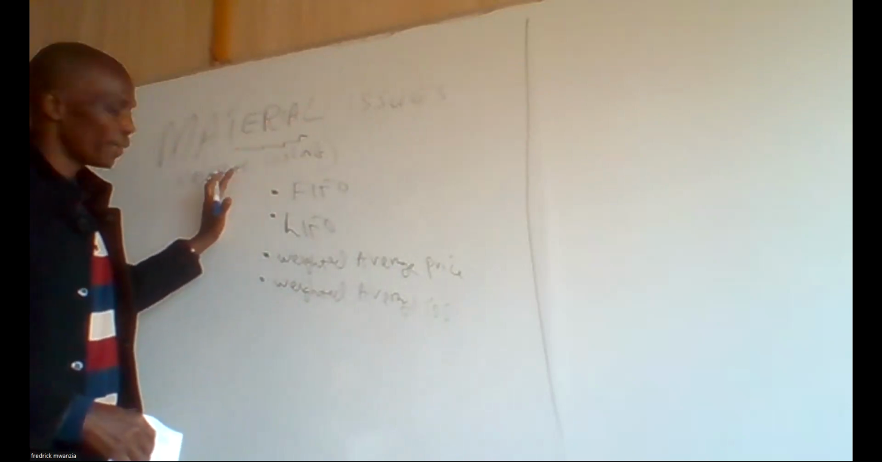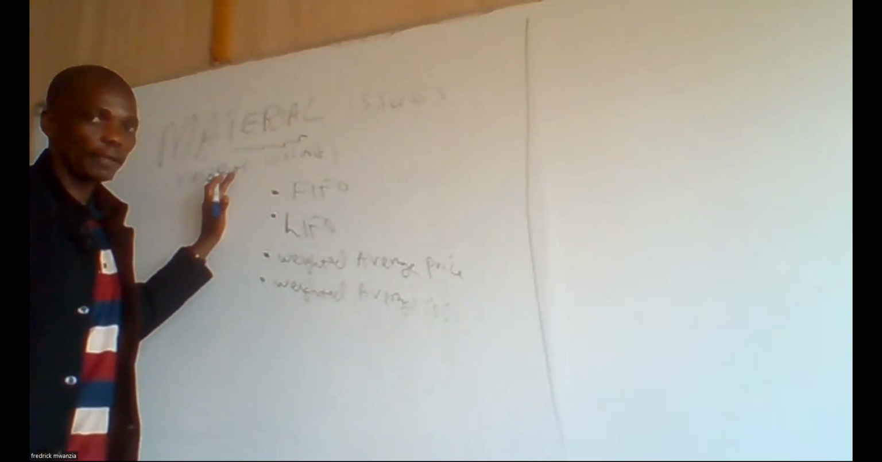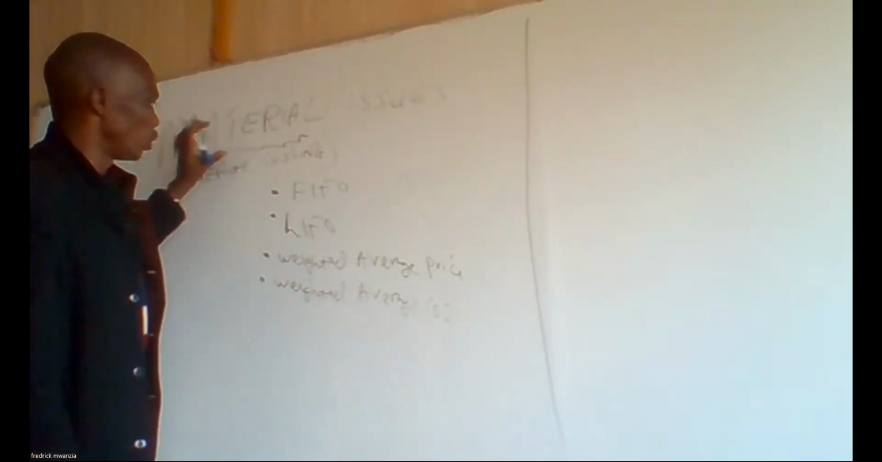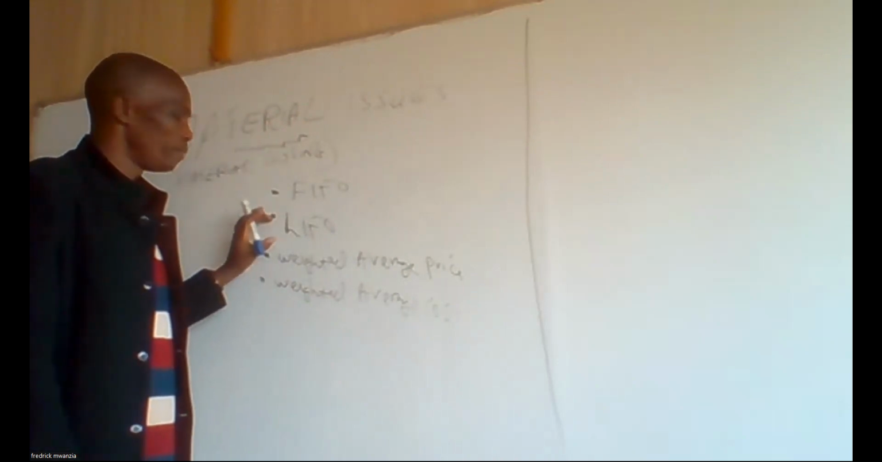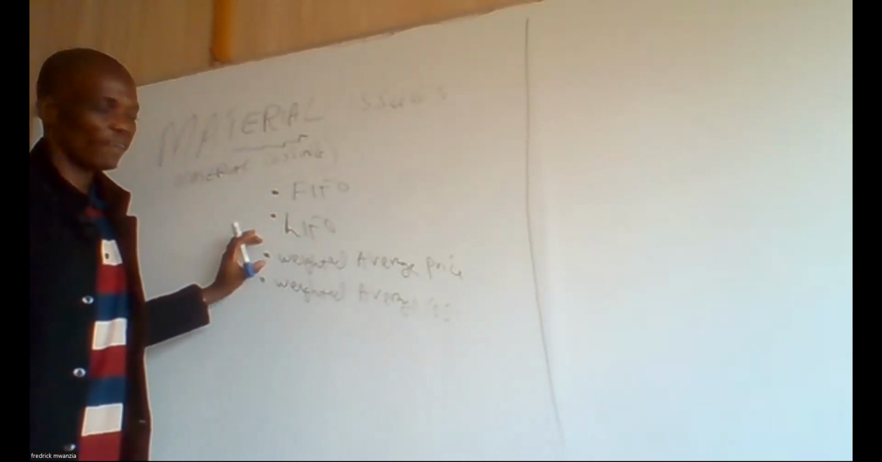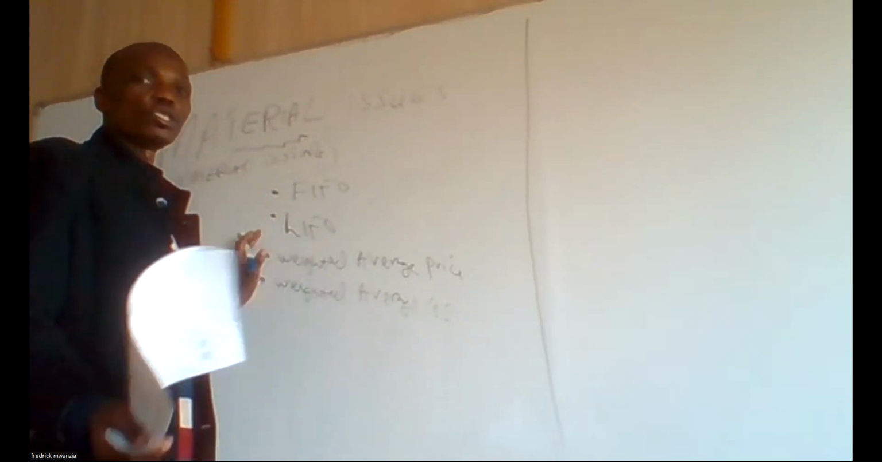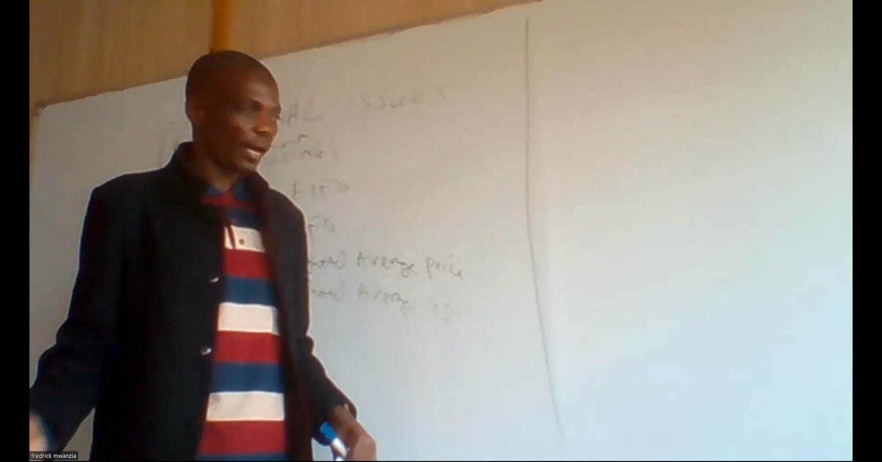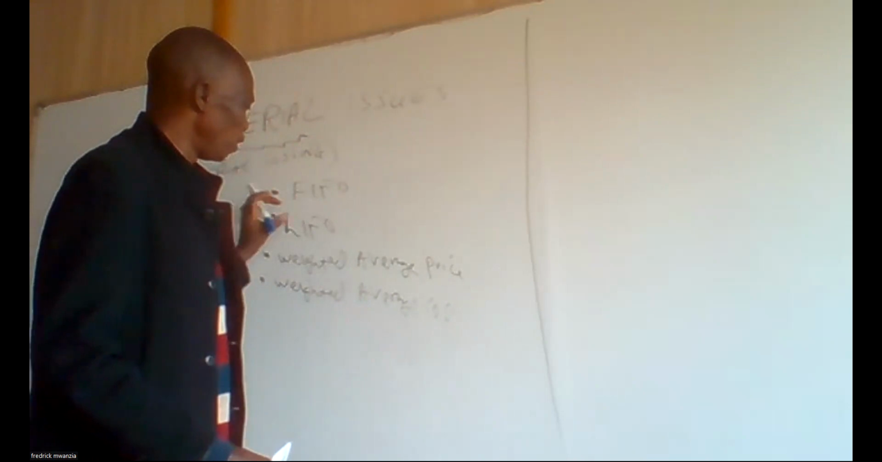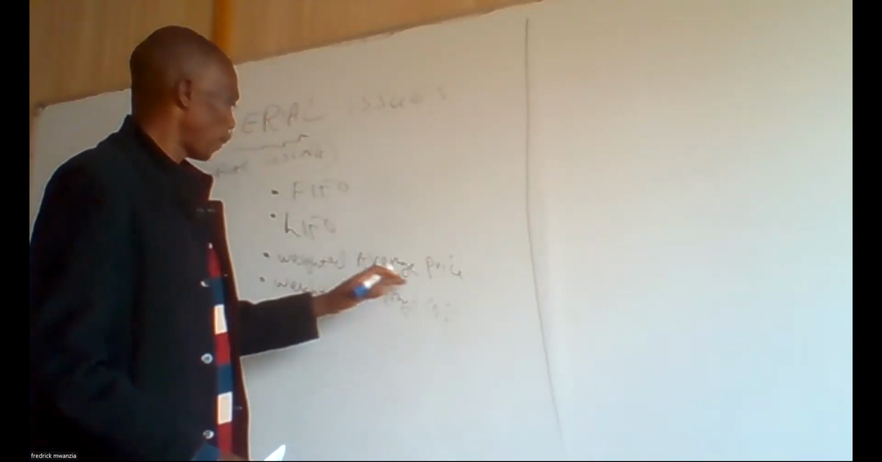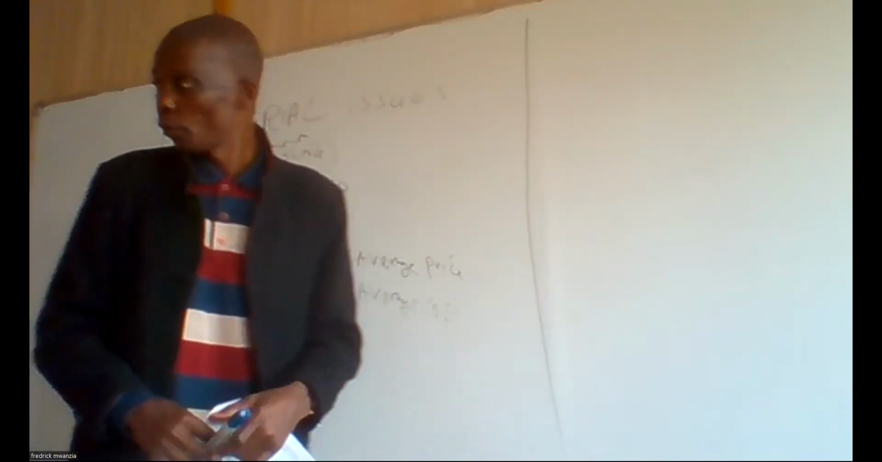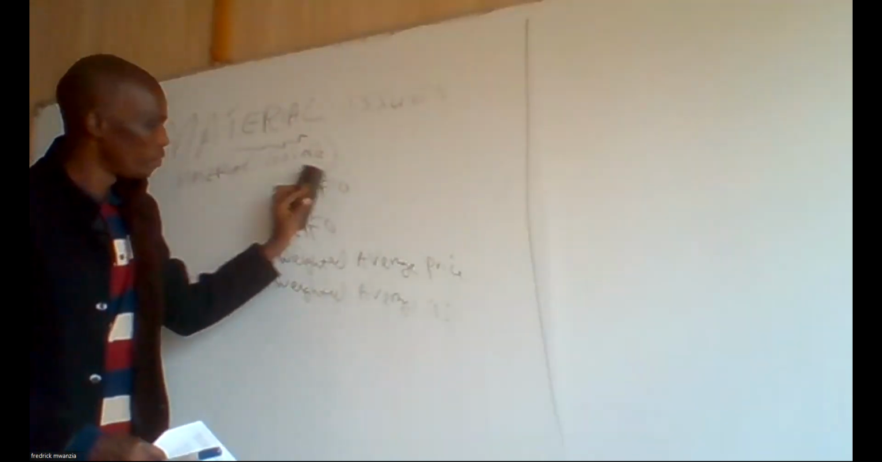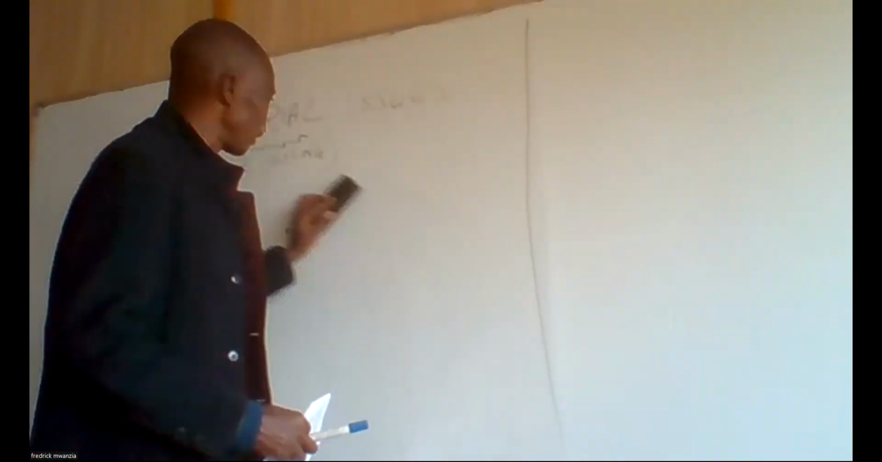Now, I've said that there are methods we are using in the determination of our material issue. I talked about FIFO, first in, first out, LIFO, last in, first out, and weighted average price. Of course, as I've said, the materials get into the store and are received from the suppliers at different prices. And that's why we have all these methods: FIFO, LIFO, weighted average price, and weighted average cost. Now, we can study the first part. And the first one is actually about FIFO. As I've said, FIFO means first in, first out.